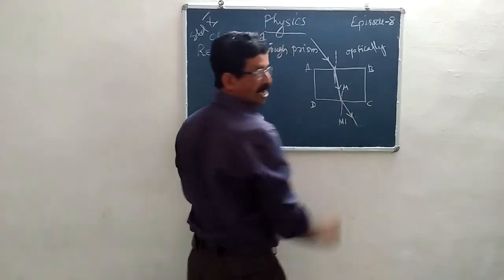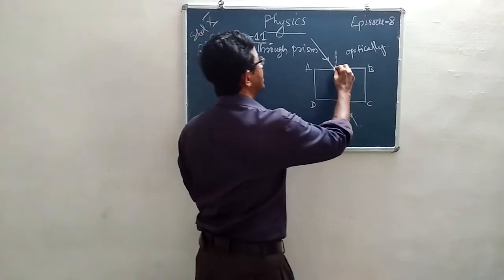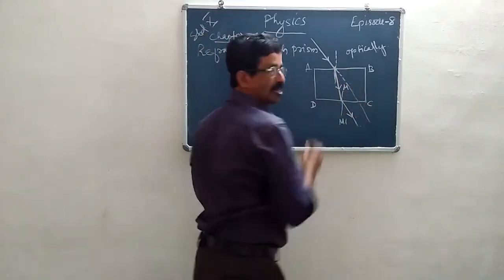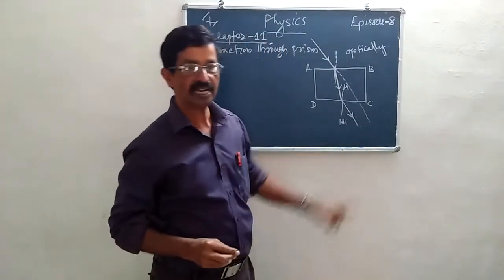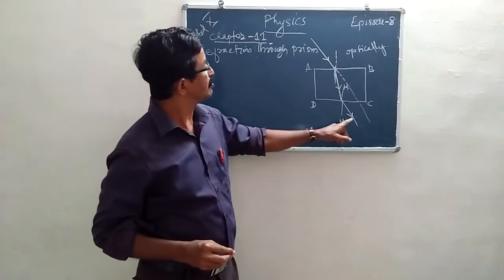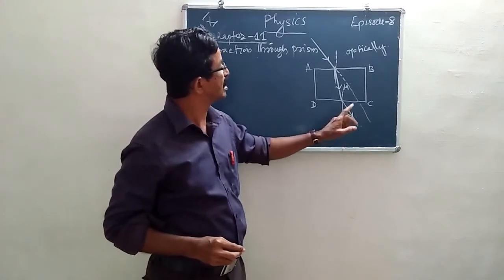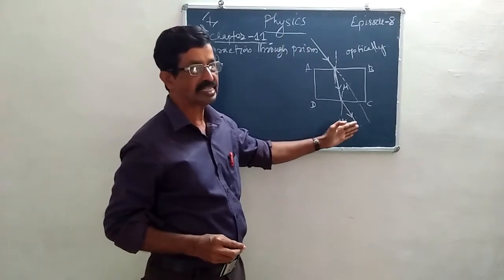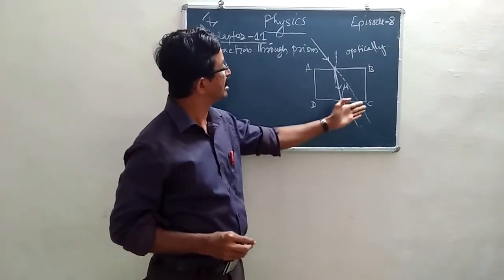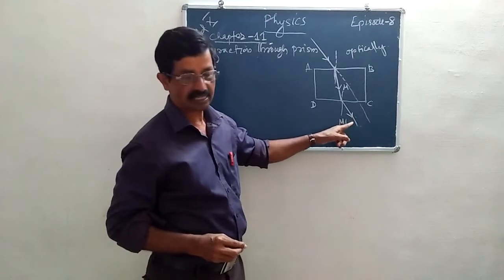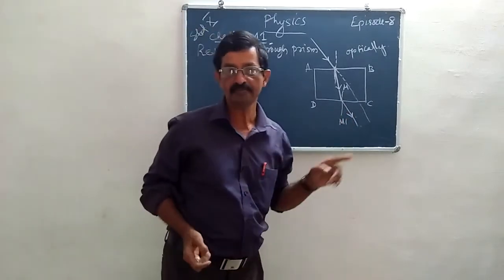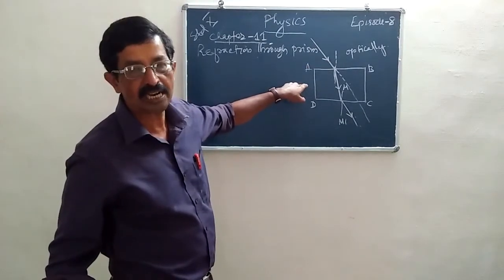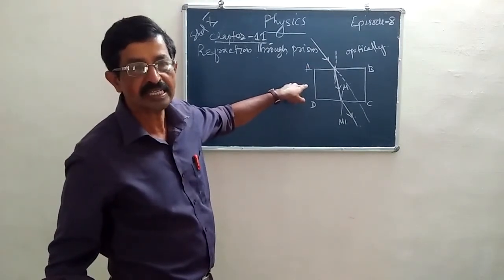This is the emergent ray, and if we extend it in this manner, we can see these two are parallel. Now these two are parallel but slightly shifted. The incident ray and emergent ray are parallel in this case, but slightly shifted from their path. That we can see in the case of refraction through a glass slab.